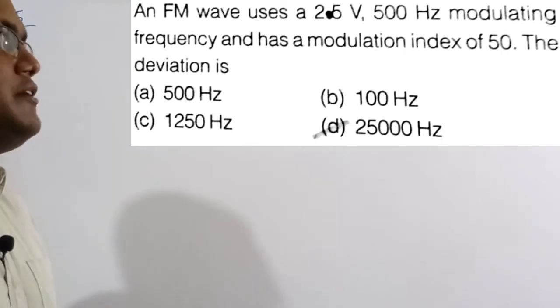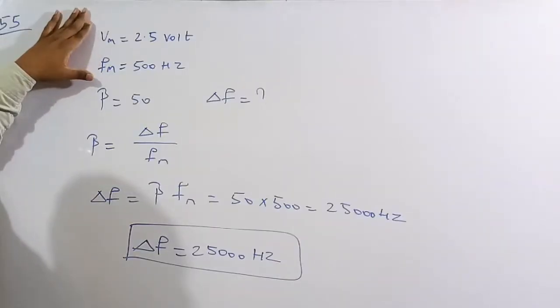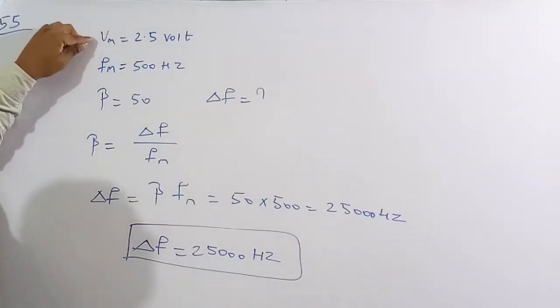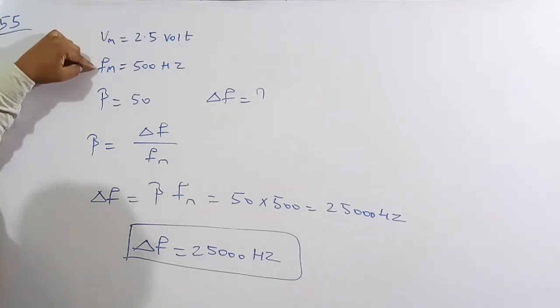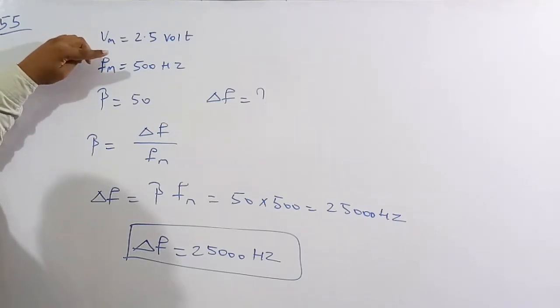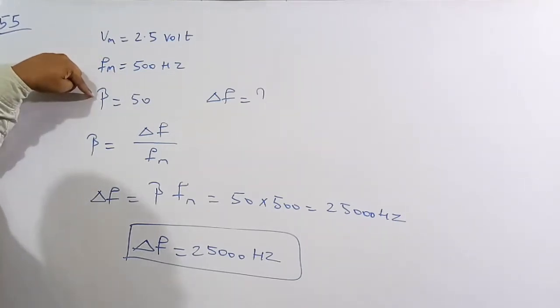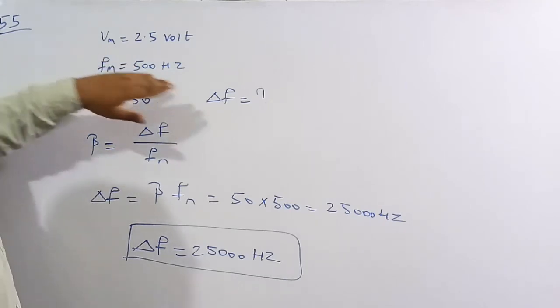So let's solve this numerical. This question belongs to the concept of FM modulation. Here the peak value of the message signal or the modulating signal is 2.5 volt, and the frequency of the message signal or modulating frequency is 500 hertz. They have also given the modulation index beta equal to 50. So we need to find the frequency deviation.